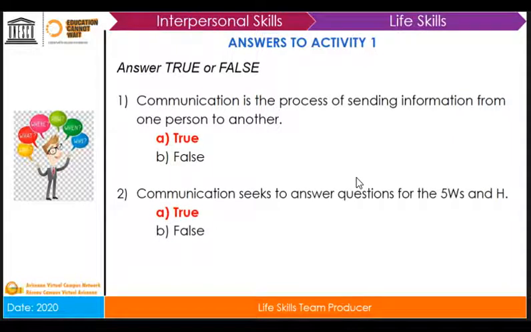2. Communication seeks to answer questions for the 5 W's and H. And the correct answer is true. Very good.